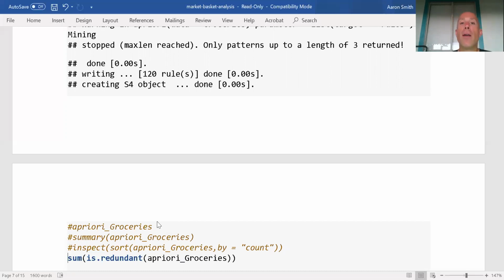All right, now, one thing that's going to happen is that if I have hot dog buns implying hot dogs, and I have hot dogs implying ketchup, and I have hot dogs implying hot dog buns implying ketchup as rules, there's a redundancy in there. So what we want to do, we want to go through and we want to remove our redundant rules. And fortunately, the arules package has a way to detect, is this a redundant rule? And if it's redundant, get rid of it.